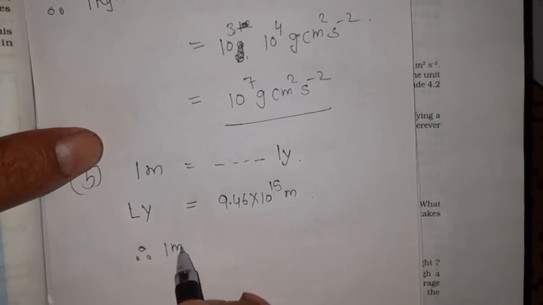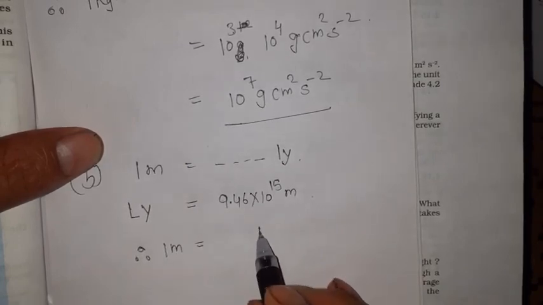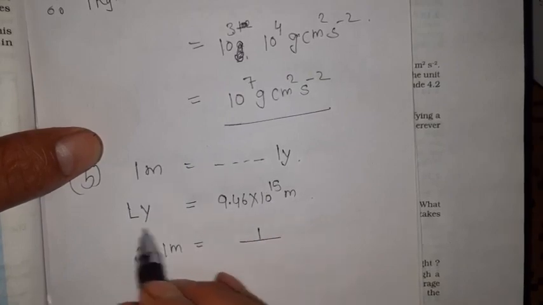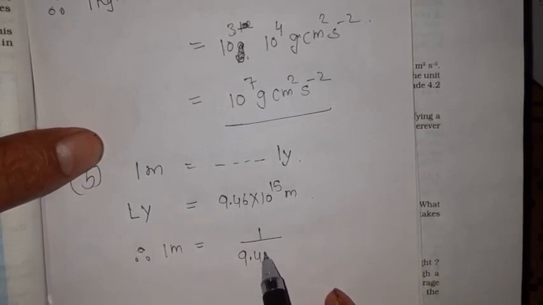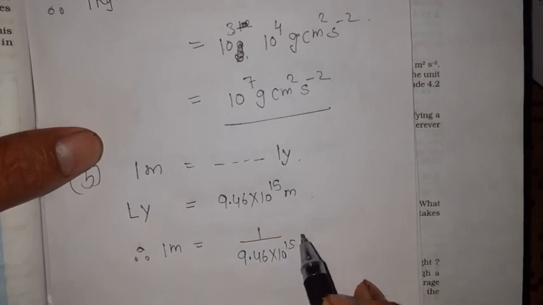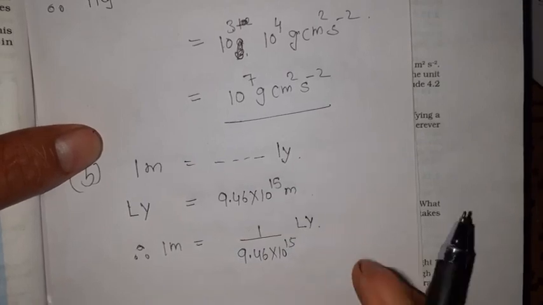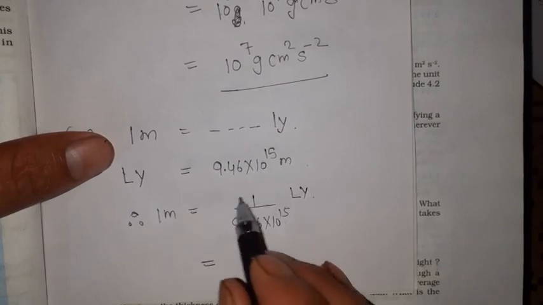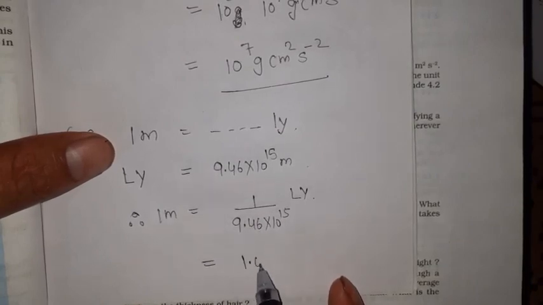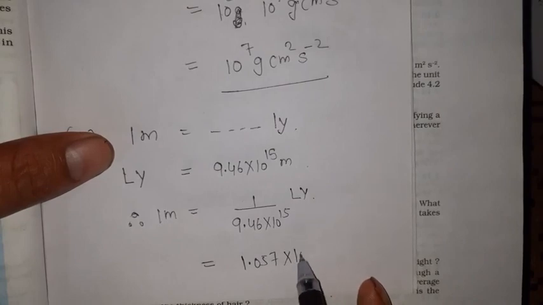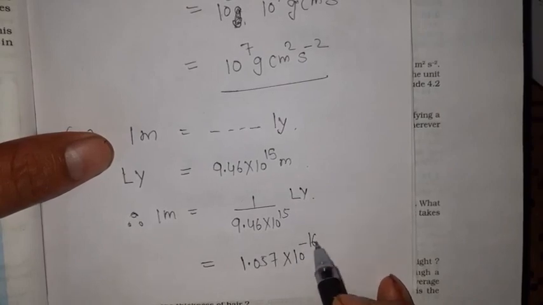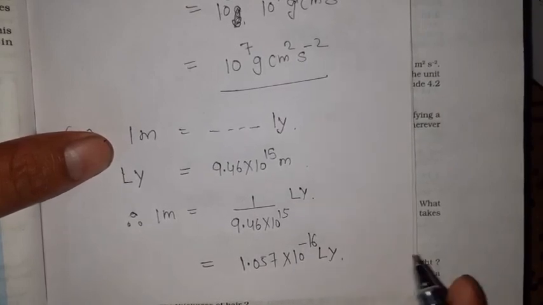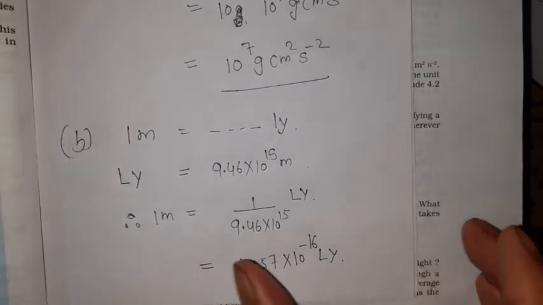Therefore 1 meter will be equal to 1 by this, this will come in the divide, so then it will be 9.46 into 10 ki power of 15 light year. And on doing the calculation, we will get this one as 1.057 into 10 ki power minus 16 light year. This is the answer which we are having for this question.